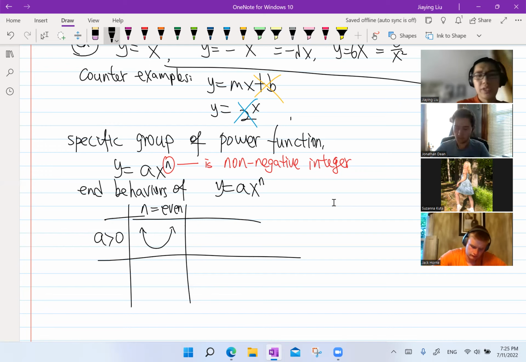Kind of like y equals x squared, the quadratic function, it's a U shape. And if a is negative and n is even, we're going to have this upside down U shape. But it's not exactly like a quadratic function, it just has the general shape. For example, the U might look like this, more square at the corners.